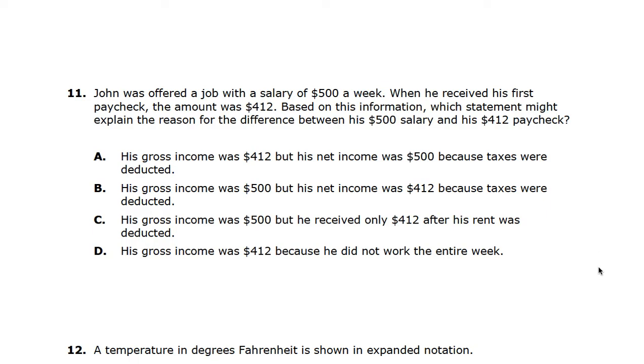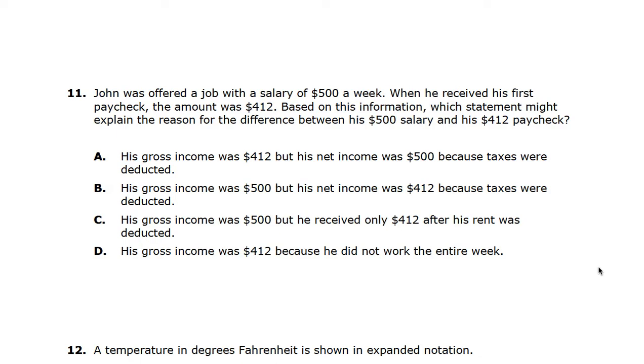Question 11. John was offered a job with a salary of $500 a week. When he received his first paycheck, the amount was $412. Based on this information, which statement might explain the reason for the difference between his $500 salary and his $412 paycheck? A. His gross income was $412, but his net income was $500 because taxes were deducted.